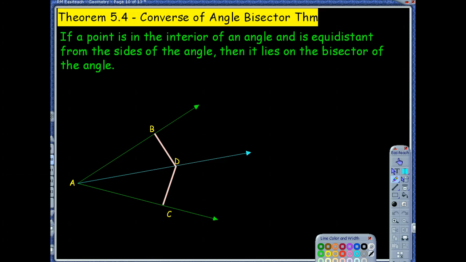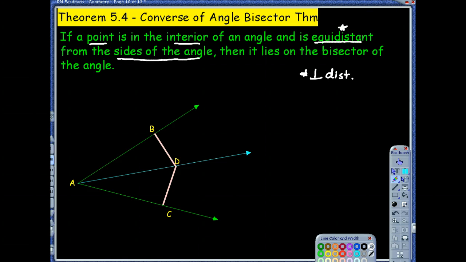Now, there is a converse to this one as well. So again, just flip-flop it. This time around, if you are given a point that is in the interior, so it has to be inside the angle, and it's equidistant from the sides of the angle. When you see this equidistant, especially when you're talking about a point to a one-dimensional piece, you're going to be thinking of the perpendicular distance. So just remember that. In this case, I would have to give you perpendicular distances first.